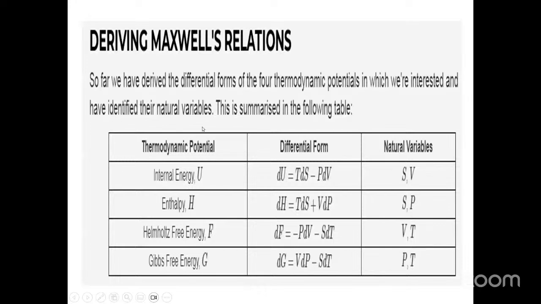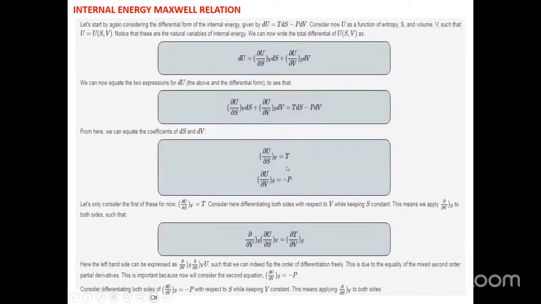So the relations of thermodynamic potentials, differential forms and natural variables. See here, we have those four thermodynamic potentials U, H, F, G and these are the equations. If you want to take a photo or write it down, that is okay. Here again we have the same equations, for the internal energy Maxwell's first relation. We are taking U as a function of S and V. I am showing how we get the equation: internal energy dU is equal to TdS minus PdV. Consider now U as a function of entropy S and volume V, so we can now write the total differential of U(S,V).